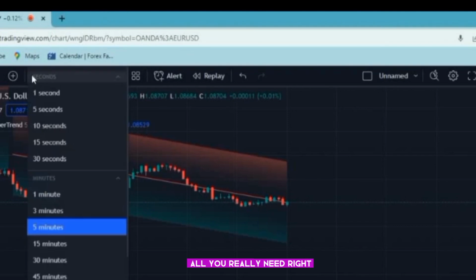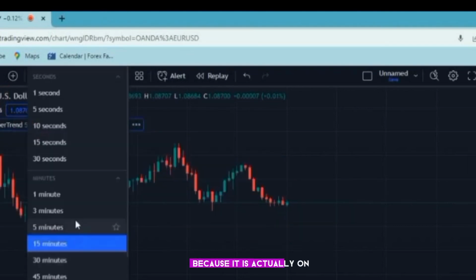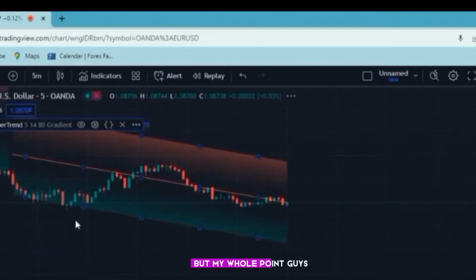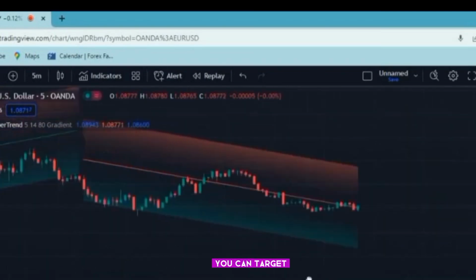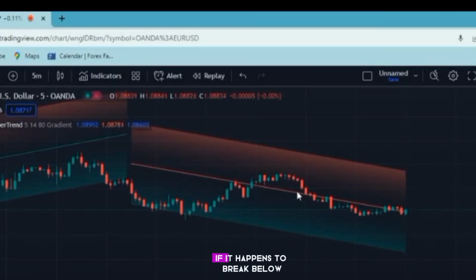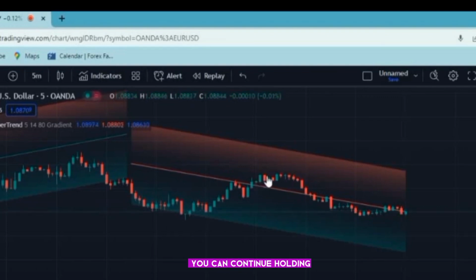All you really need right now is patience, because it is on the center line. But my whole point, guys, I wanted to show you how the market reacts on the center line. It really reacts to the center line as well, guys. Let's say you want to take your sell order right here. You can target the center line to be your profit. If it happens to break below, you can continue holding your position. If you happen to take your buy order on your support level over here, you can target the center line. If it happens to break above, you can continue holding your position.